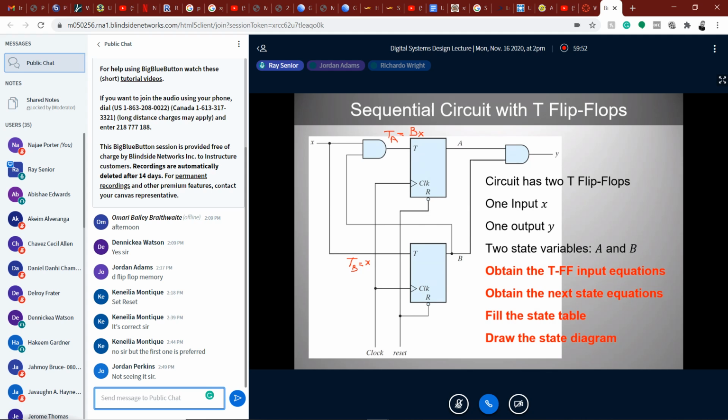What about the next state equation? So those are the equations at the T inputs, in other words, the T flip-flop input equations. What about the next state equations? Pardon me? You're saying these are the next state equations? All right. Any other input? In other words, any other answer for this particular question?